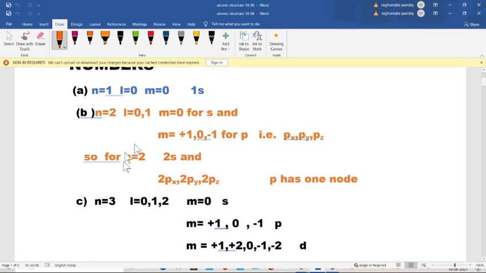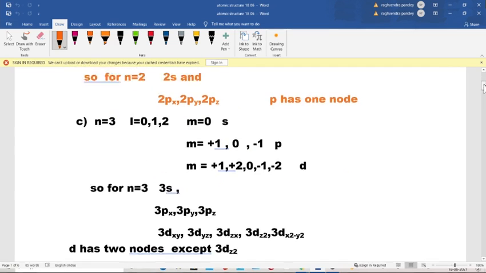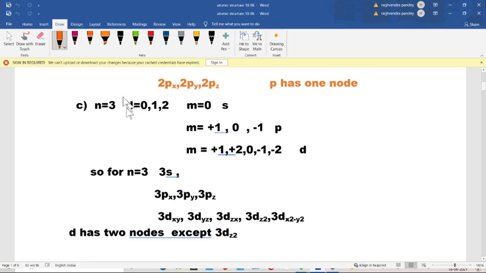So for N is equal to 2, we will write 2S. 2S means L is equal to 0, M is equal to 0. Then 2px, 2py, 2pz for this. P orbital has one node, that I told you yesterday. Px, Py, Pz.